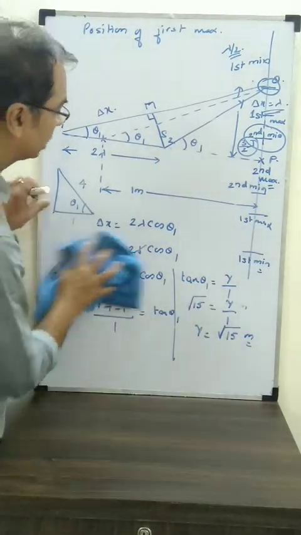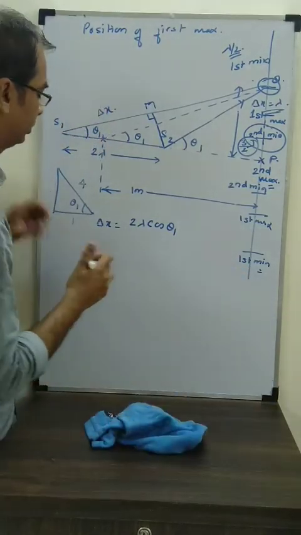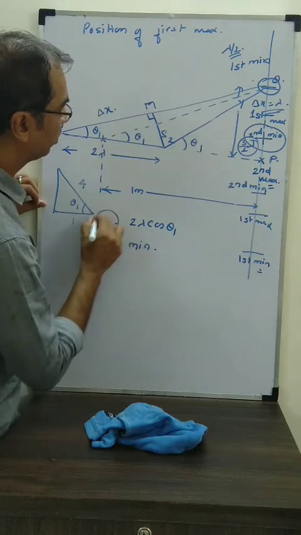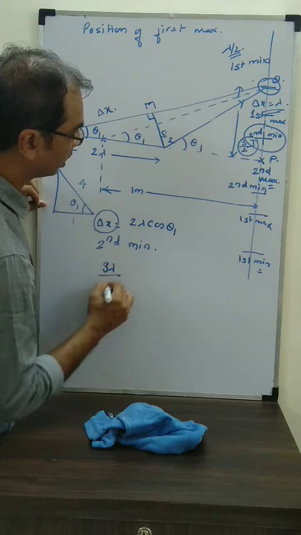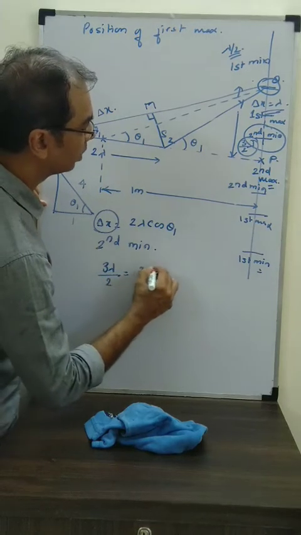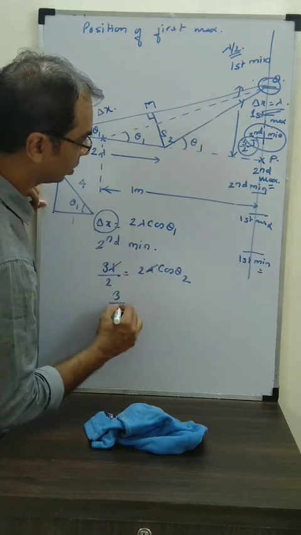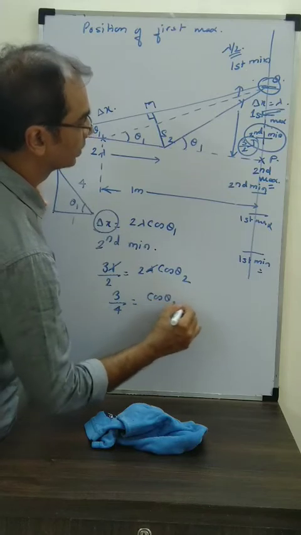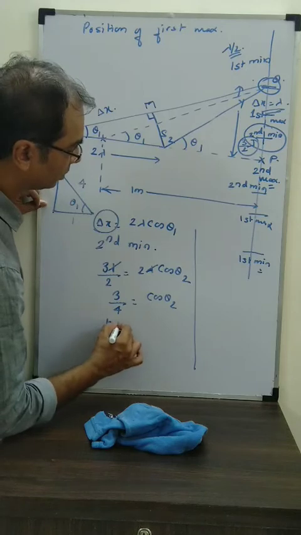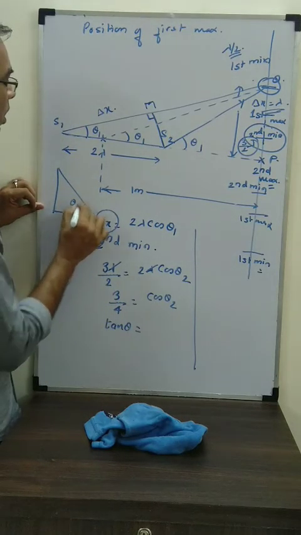Okay, let's check. Let's do it, then it will be clear to you. Now I am going to find the position of the second minimum. At the second minimum, what will be delta x? It will be 3 lambda by 2. That's equal to 2 lambda cos theta 2. Lambda gets cancelled, giving 3 by 4. Okay, this is not 53 degrees. So this is 3 by 4. So tan theta will be what? Here, this is 3 and this is 4.